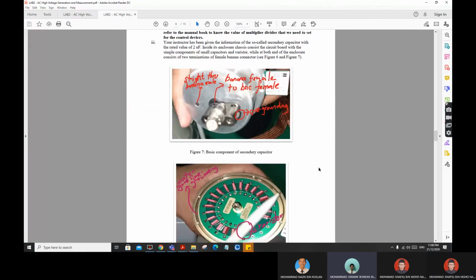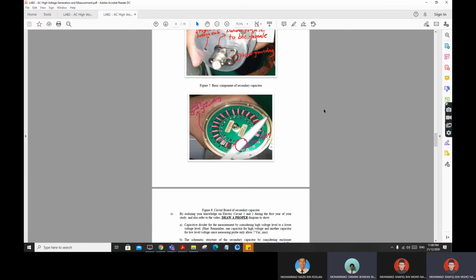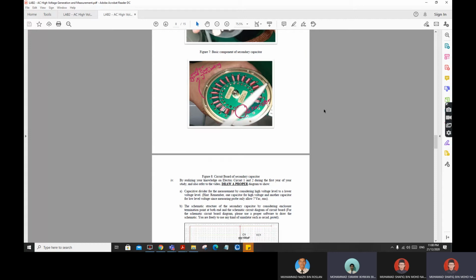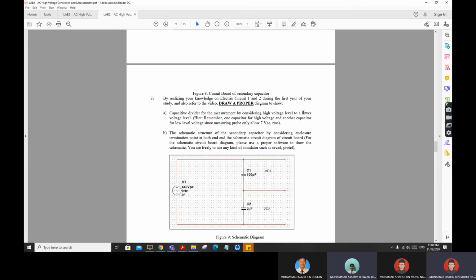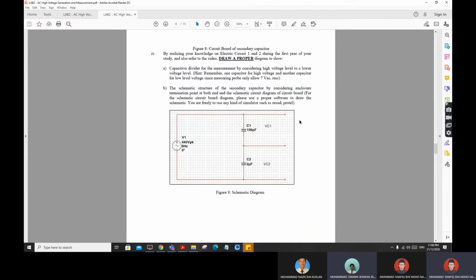Syafiq will continue to the next question, question 2-4. By applying your knowledge of electric circuit 1 and 2 from your first year of study, and referring to the video, draw a proper diagram to show the capacitive divider for measurement, stepping a high voltage level down to a lower voltage level. This is the schematic diagram of the capacitors C1, C2, and the voltage supply.